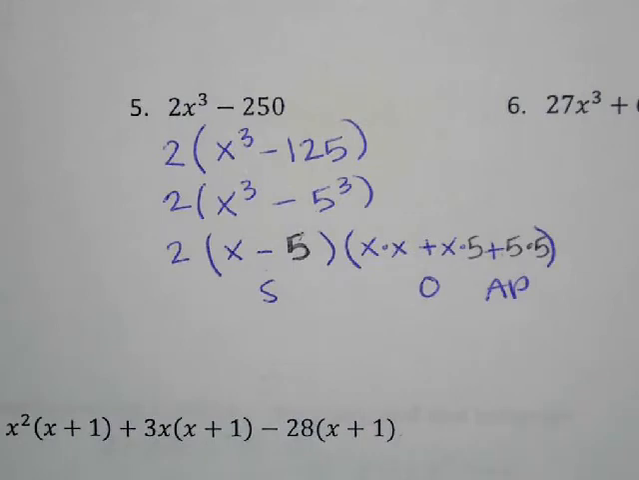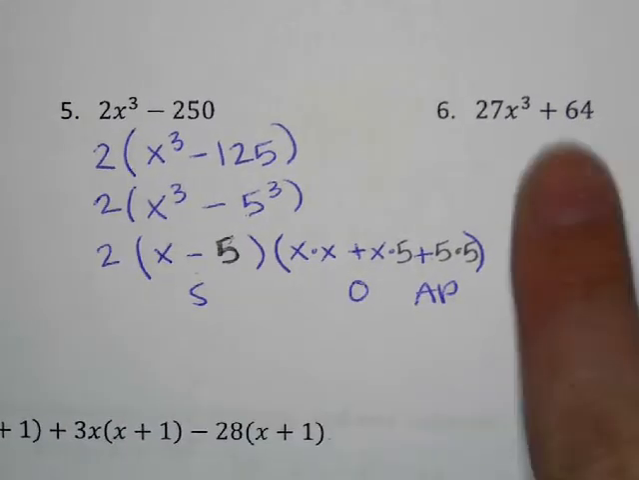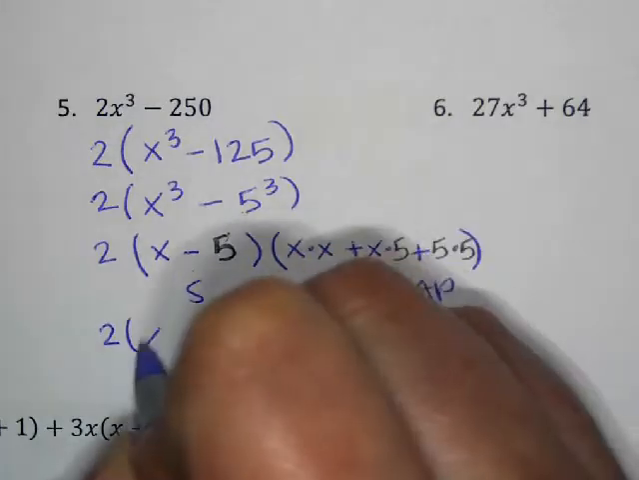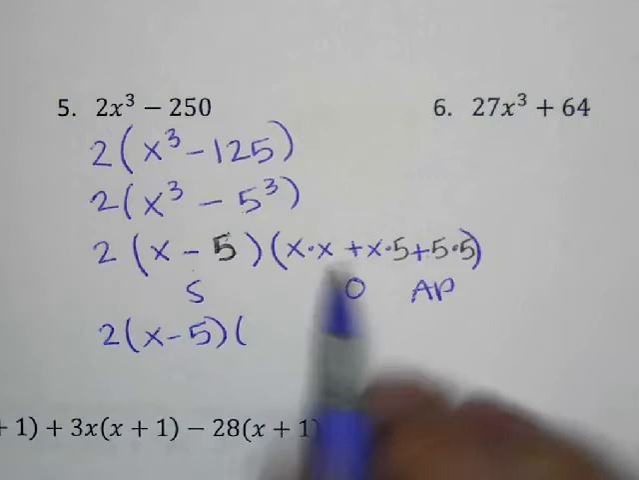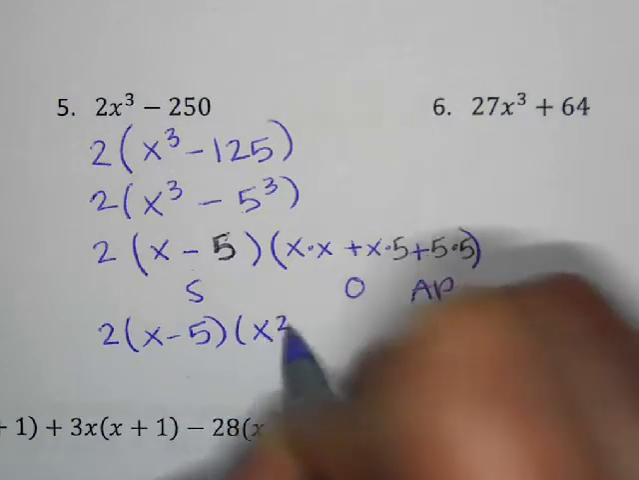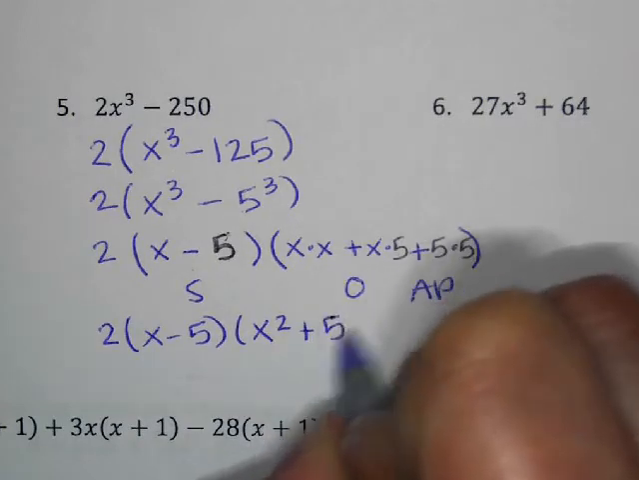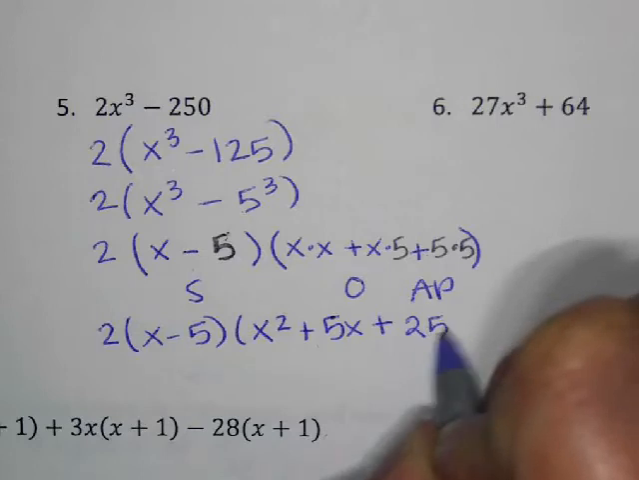And this is very similar to number 6. You guys see how it's similar to 6? So this is difference of cubes. 6 is the sum of cubes, and it doesn't have a GCF. Okay. So we've got the 2 in the front. We got x minus 5. And then we've got x times x, so that's x squared. And then x times 5 is 5x. And then 5 times 5 is 25.